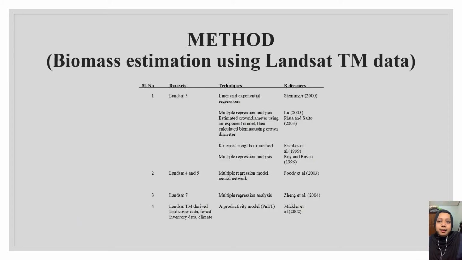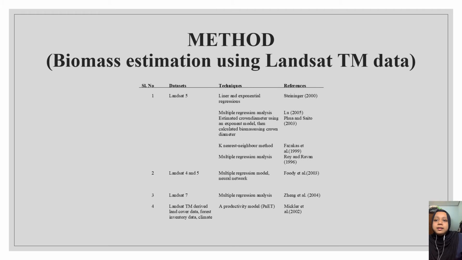Remote sensing data has become an important tool for the estimation of forest biomass. Biomass estimation using remotely sensed data is an emerging technology and it is being increasingly used to inventory forest biomass. Satellite-based estimates of carbon stock are likely to become more accessible over the next few years. So I will explain about the biomass estimation using Landsat TM data.